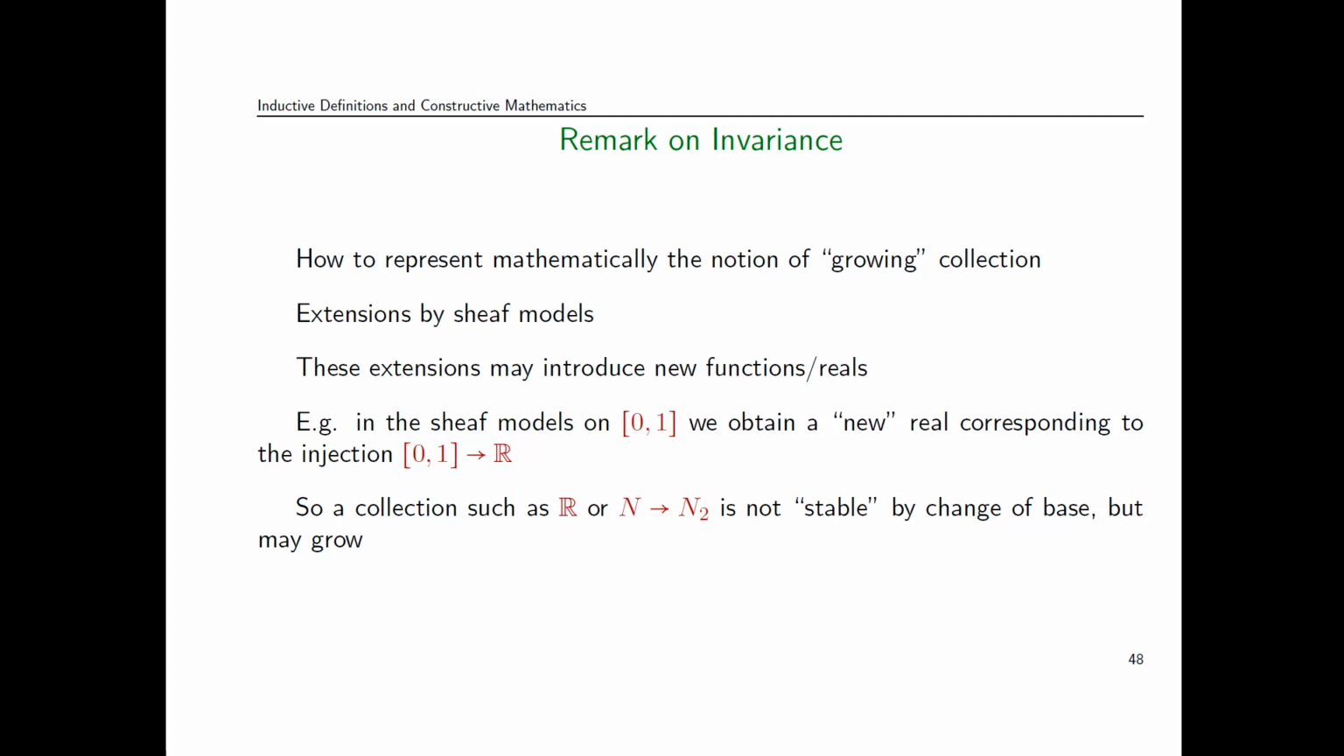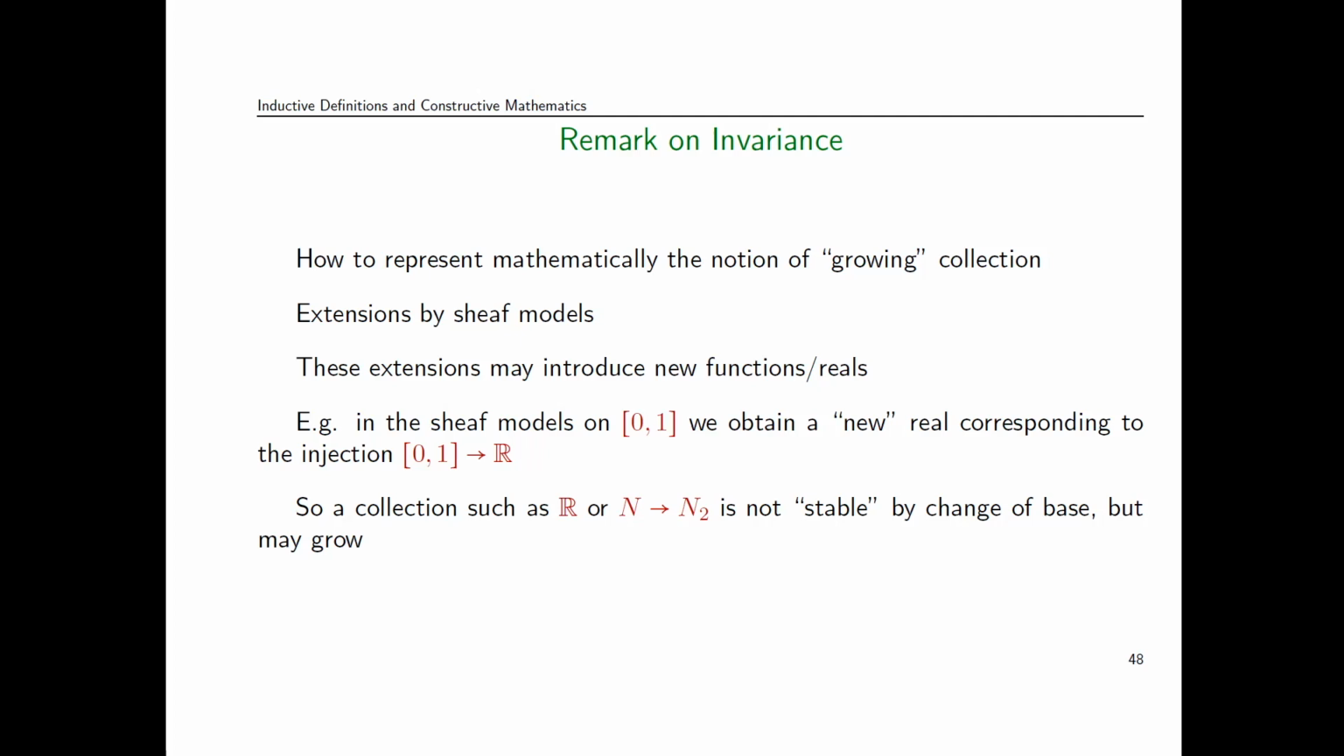There is another notion of extension, which is extension by sheaf models. This was, for instance, emphasized by Dana Scott. So what is a real number in sheaf models over [0,1] or over a topological space? It will be a function. You can see it as a function on the space to real numbers, so a real-valued function on this space. So you see intuitively that when you do that, you add new real numbers.